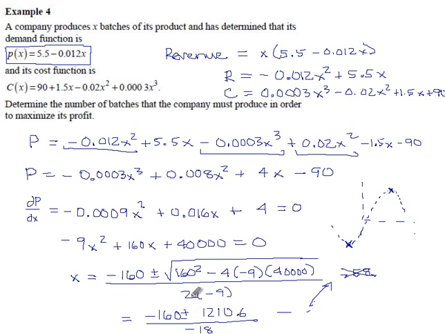And if we use the negative out of here, if we do negative 160 minus 1210.6, and then divide that by negative 18, we get 76.14. And I don't know if you can produce 0.14 of a batch of this. I think I would be tempted to round this and just tell the company that their best bet is to produce 76 batches of whatever their product is. At that point, they'll be bringing in maximum money. If they go any lower, then they're missing out on some sales, losing money. If they go any higher, then their costs start getting high, and that starts hurting them so much that producing more items isn't worth it anymore. So 76 is just the right place to be.